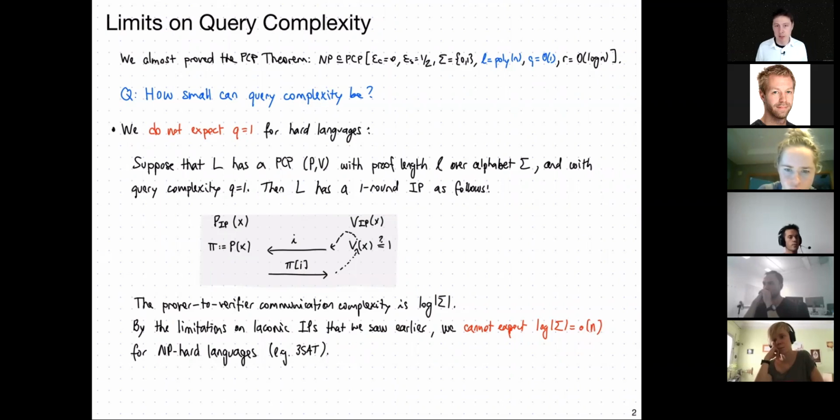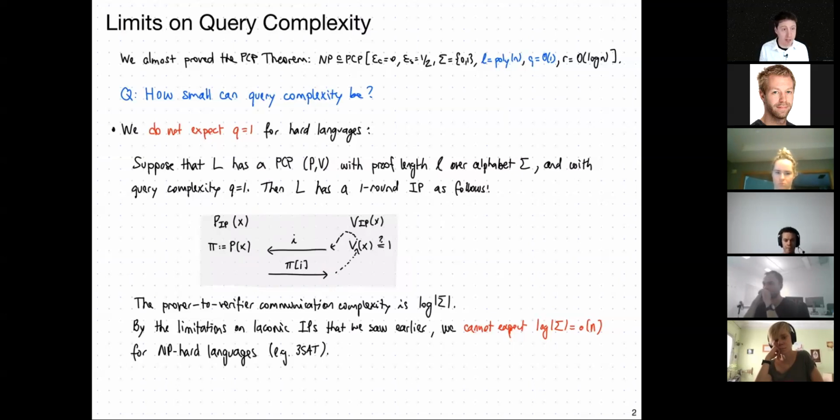So this is basically saying that unless you have a PCP where one symbol contains the full assignment of the 3SAT formula, in which case, of course, you can have a one-query PCP, you cannot have a one-query PCP for hard languages. So this is a pretty simple reduction to the laconic IP case, and then we rely on limitations of laconic IPs, right?